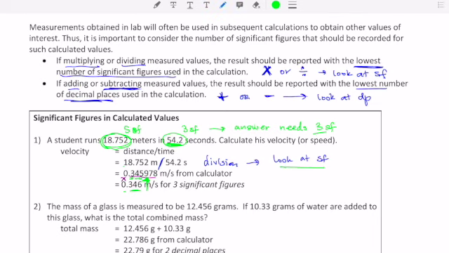For addition and subtraction, you're looking at decimal places. So in this example, you have these two masses added, 12.456 grams and 10.33 grams. This is the number you get on the calculator, that's the raw number value. But for addition, you need to round that raw number value by looking at the decimal places. And the decimal places in the original number values are this 12.456 that has 3 decimal places, and then this 10.33 that has 2 decimal places. So our answer needs to have 2 decimal places.